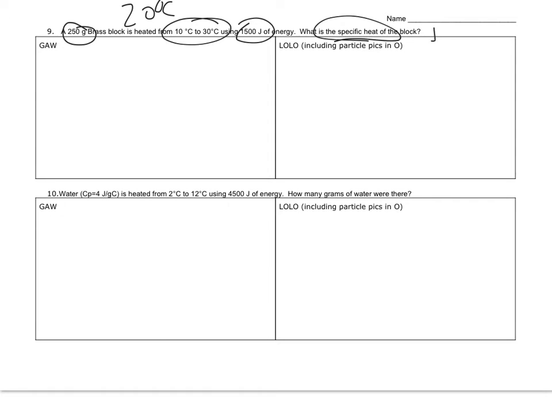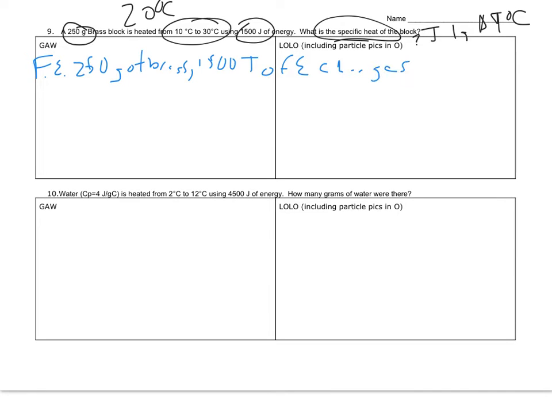And remember that specific heat is the number of joules in 1 gram of something to change it 1 degree Celsius. Okay, so we've got for every 250 grams of brass, 1,500 joules of energy changes 20 degrees.